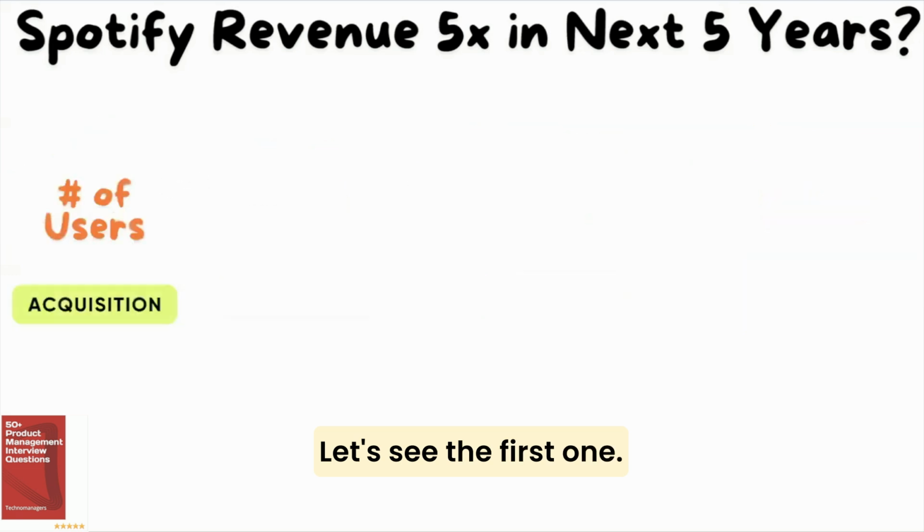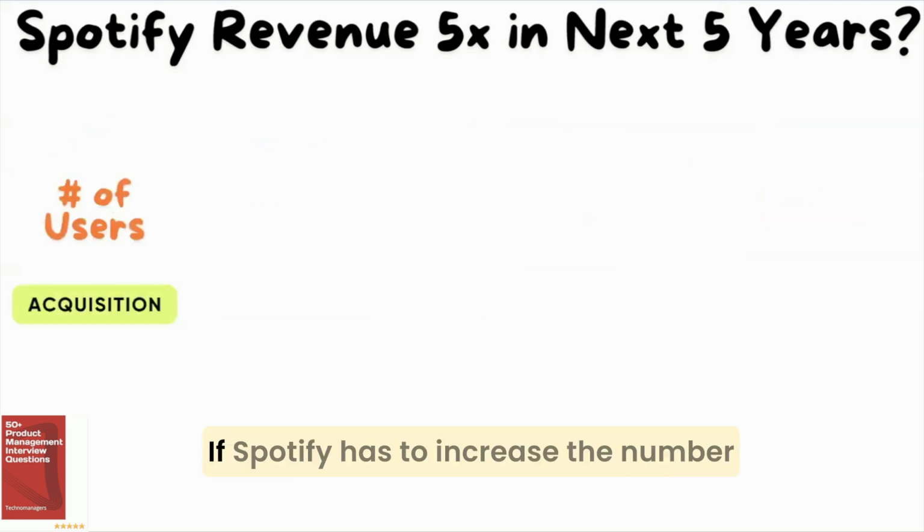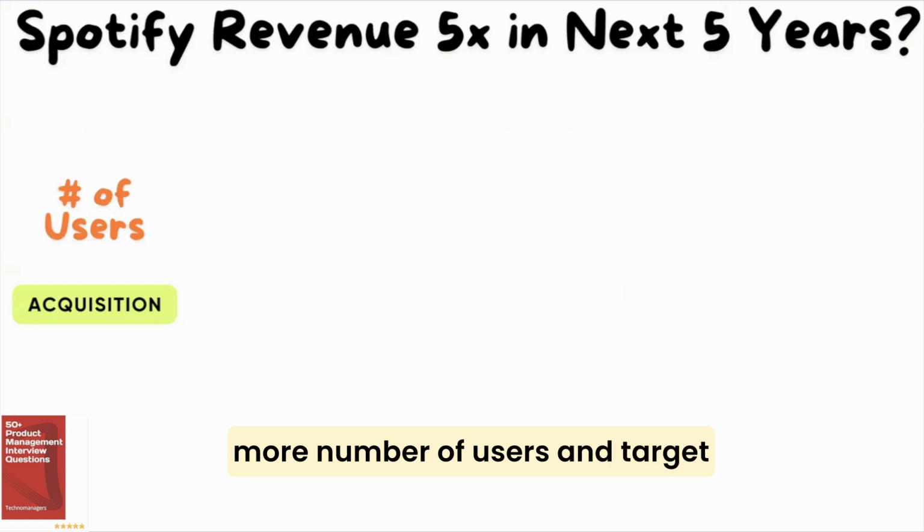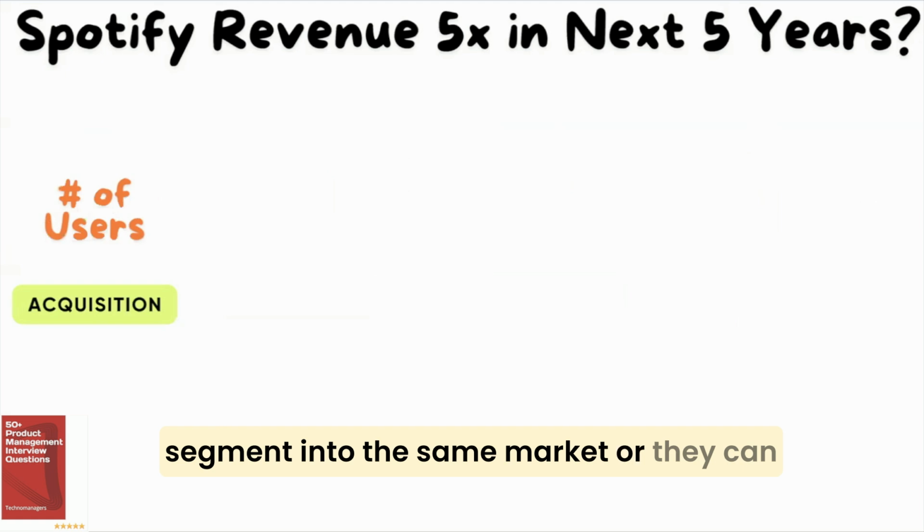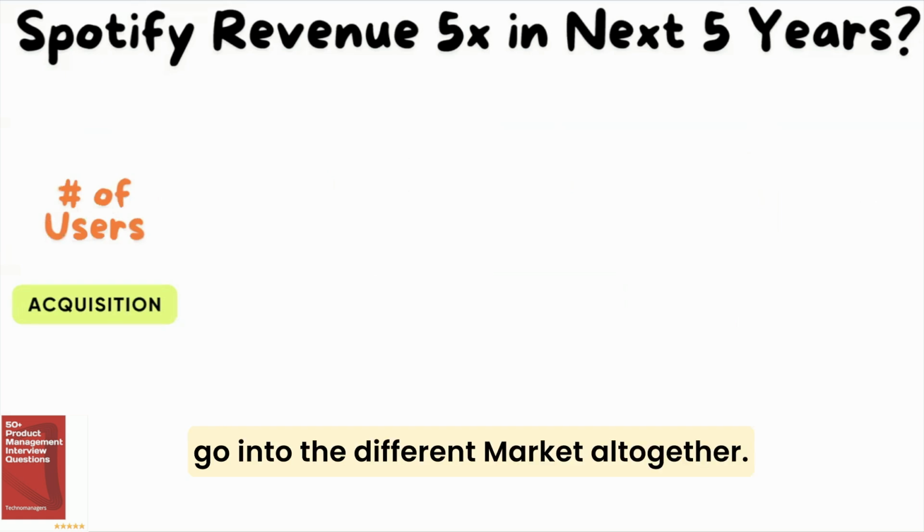Let's see the first one, that is the number of users. If Spotify has to increase the number of users on the platform, that means Spotify has to acquire more users and target different customer segments also. Now, how can they acquire more users? Either they target a different customer segment in the same market, or they can go into a different market altogether.